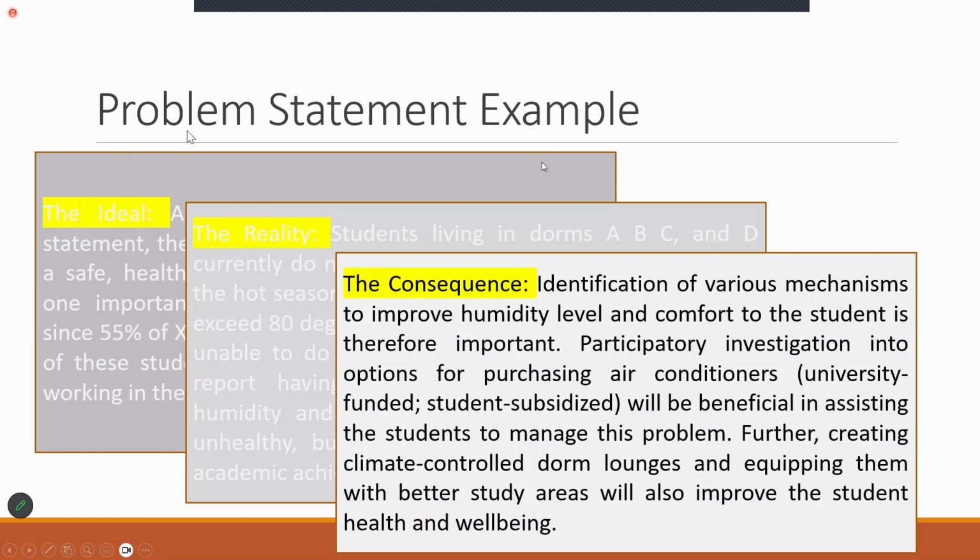So with the problem statement, you can concisely present the research. The reader will be able to understand quickly what you are going to explore. There's a particular ideal situation, but the reality is like this. And then from this study, this is what I am going to do. So you need to lead into this particular point.